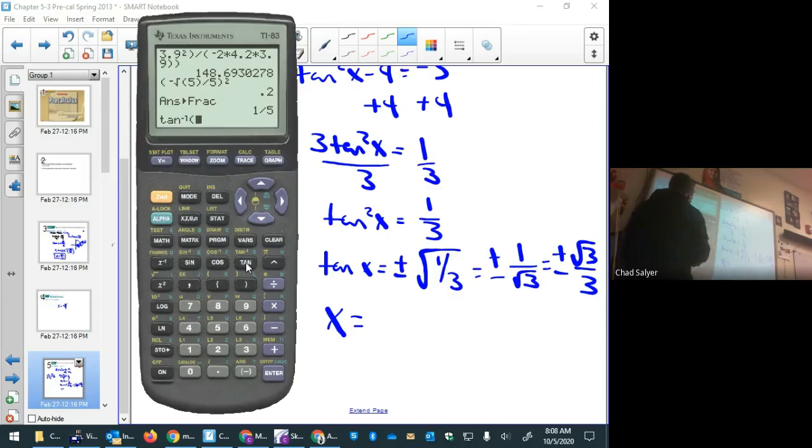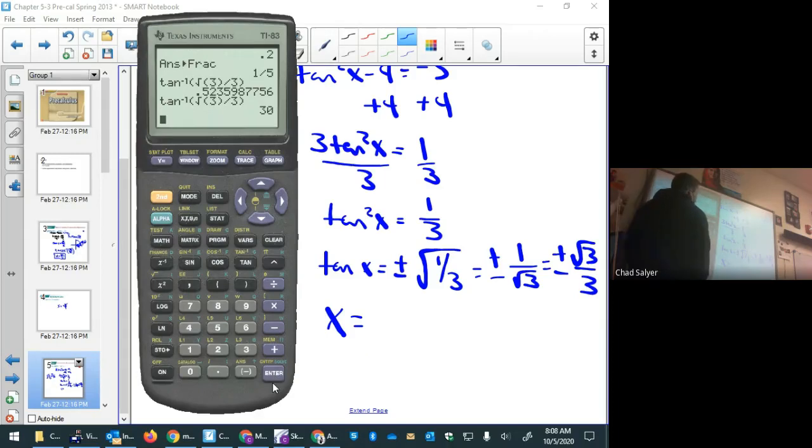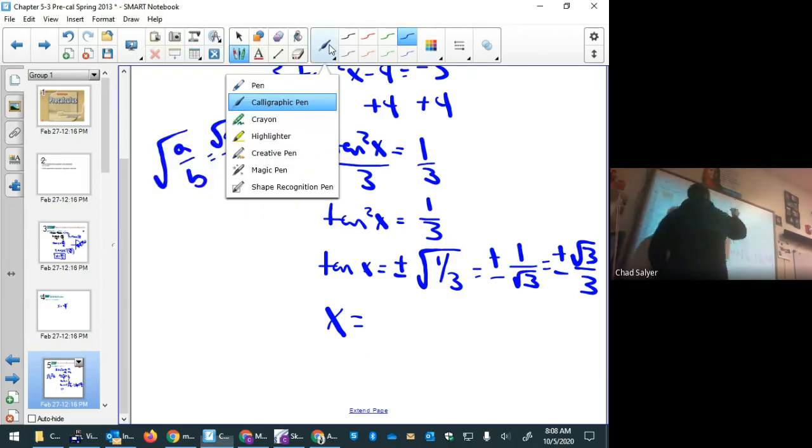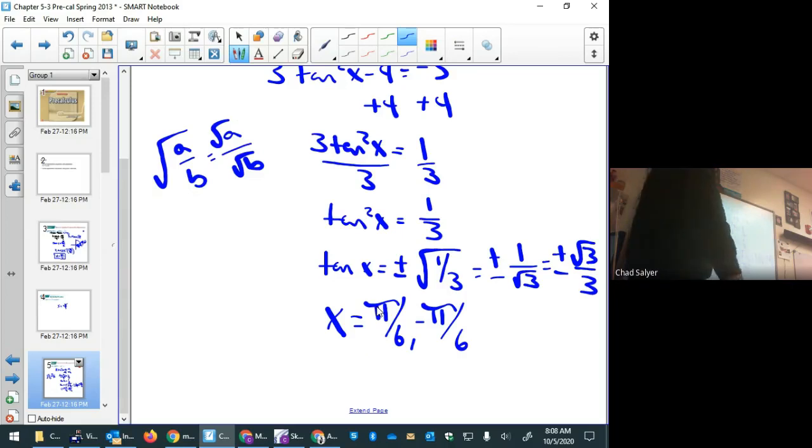So let's see here. Tangent inverse of positive square root of 3 over 3 is that. We want to go into degree mode. Remember I told you radian mode's not going to make a whole lot of sense. 30 degrees, so that's pi over 6. And then if I do the same thing, but make it negative, negative 30 degrees. So pi over 6 and negative pi over 6. So those are a couple solutions.